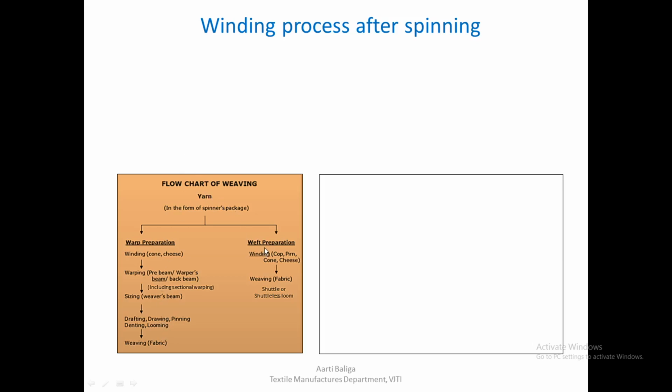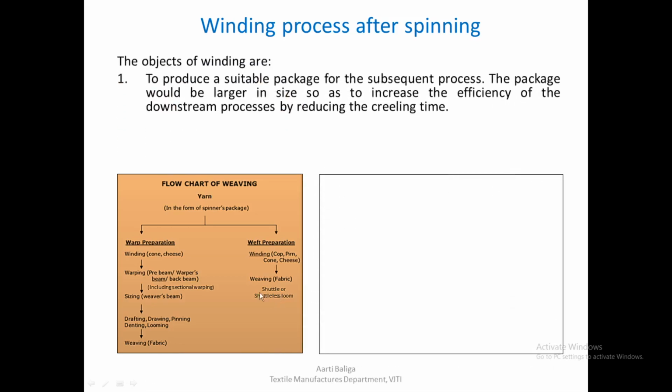In case of a weft preparation, again it would go for winding, either in the form of a cone, cheese, or a pirn, and directly it goes as weft for weaving, either on shuttle or shuttleless looms. So with this background, let us see what are the objects of winding.